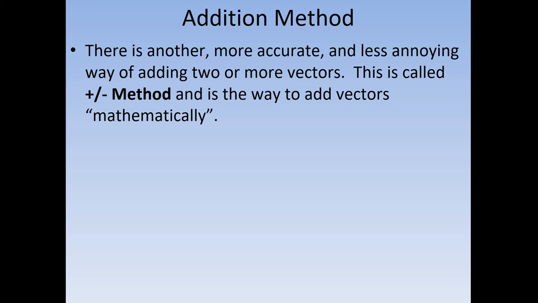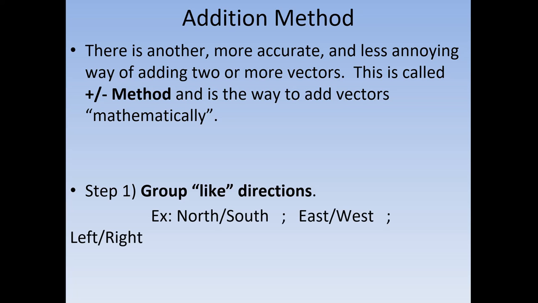As I said before, a lot of the one-dimensional questions, it's overkill to have to draw it. So I just want to quickly mention the addition method. So basically, when we add the two vectors, what we end up wanting to do is add them mathematically in one of these simple cases. And in fact, once again, most of you probably already did this without even knowing it. So the first step that you have to do is group like directions. What I mean by this is that you're grouping things like north and south directions, east and west, left and right. These are like directions. They're directions within the same dimension.